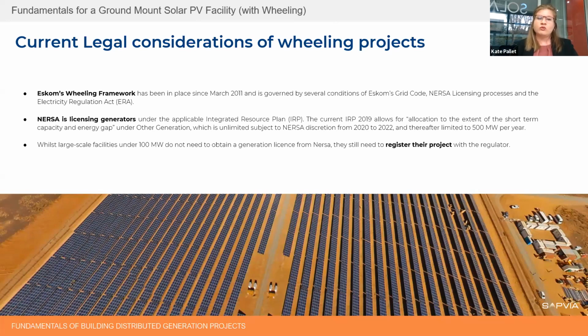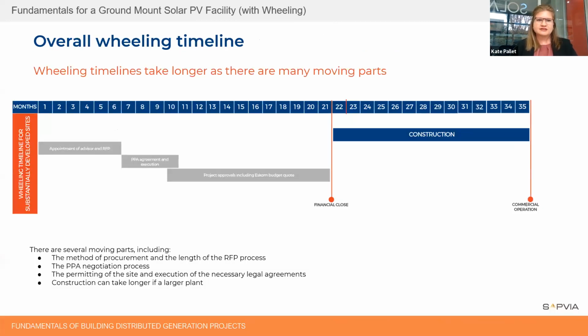And then obviously we are happy with the ERA Schedule 2 amendment, which basically means facilities under 100 megawatts don't need the generation license, but they do need to register the project. So yeah, those are the legal aspects.